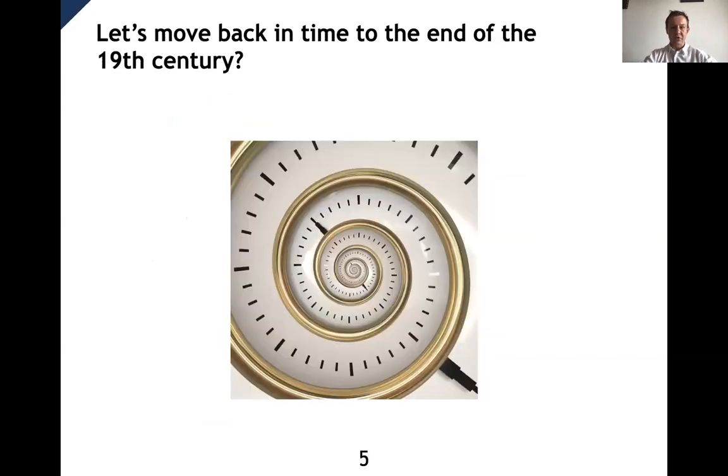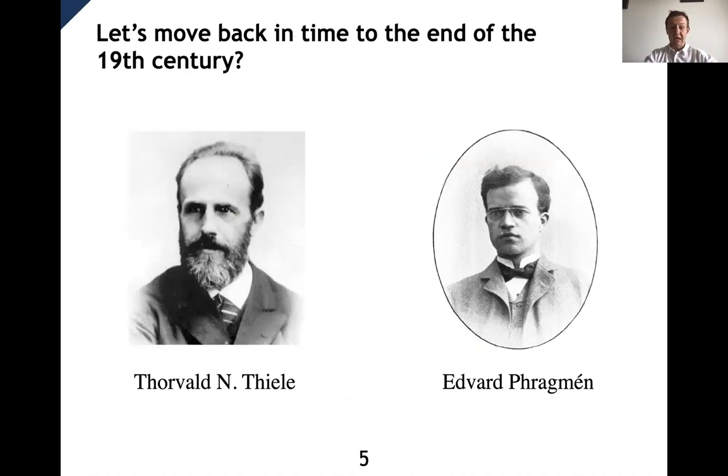But in order to answer this question, let's first move back to the end of the 19th century to Scandinavia. There, 2 Scandinavian mathematicians, Thiele and Phragmén, were involved in a somehow heated discussion about what is a good approval-based committee election rule. Each of these 2 mathematicians came up with a very nice proposal. Let's first look at the approval-based committee election rule that was proposed by Thiele.